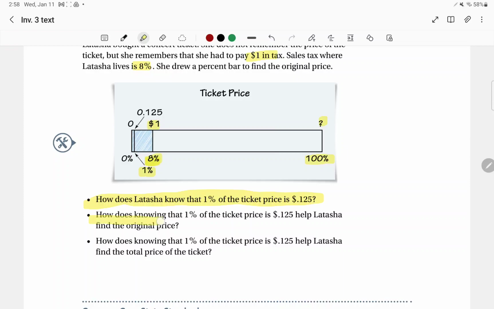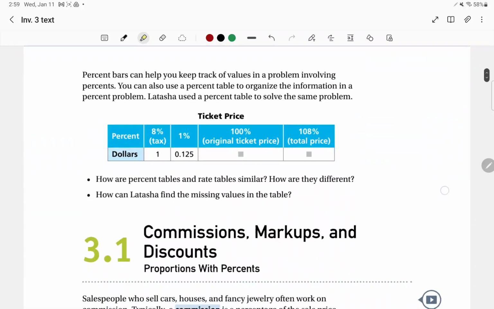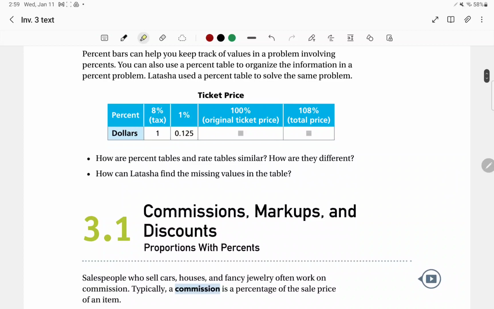We've already talked about that. That's the unit rate, right? So finding the unit rate is going to help. How does knowing the 1% ticket price help her find the total price? You're looking at the original price and then you're looking at the total price, which are two different things in this context. You have a lab sheet with this percent bar on there. You're welcome to use that. It can help you keep track of things and organize, and give you a visual representation of percentages of something so you can break it down more easily.